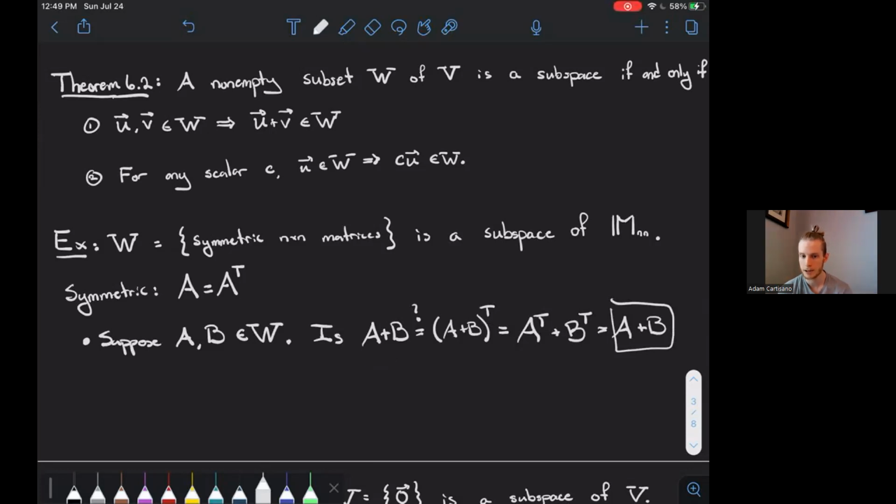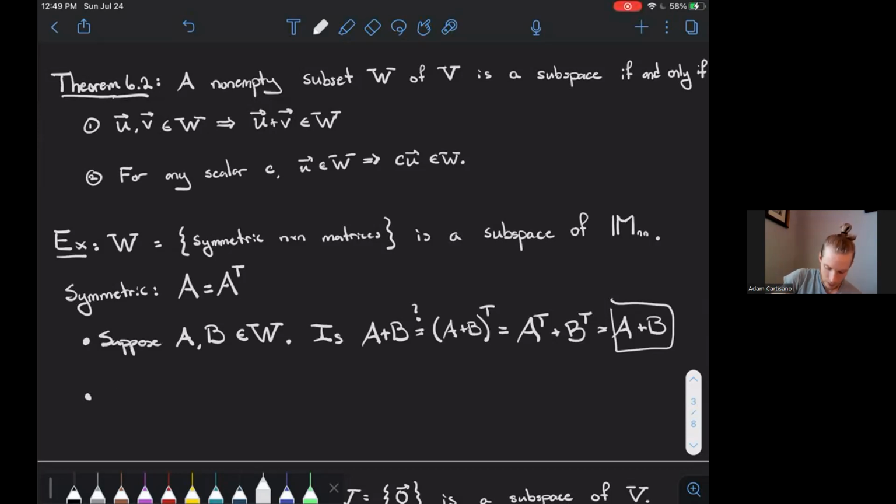In other words, A plus B is in fact a symmetric matrix, which means it's inside of W, which means that given any two symmetric matrices, their sum is also symmetric. That was the first property that we need to show. Let's do the other one. The other one is kind of way more boring.